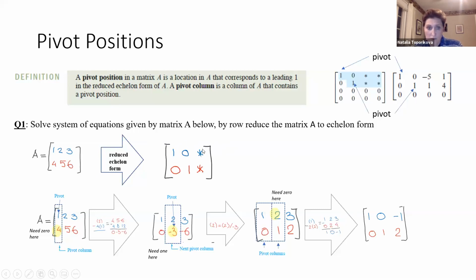But now, instead of the stars, we have -1 and 2, which help us actually find the solution to our system. And this is the most beautiful thing about the reduced echelon matrix: because there is only one non-zero element in the column, it basically automatically gives us the solution to our system, but only if this solution exists. And we will talk about the existence and uniqueness of solutions of the reduced echelon matrix in our next mini lecture.